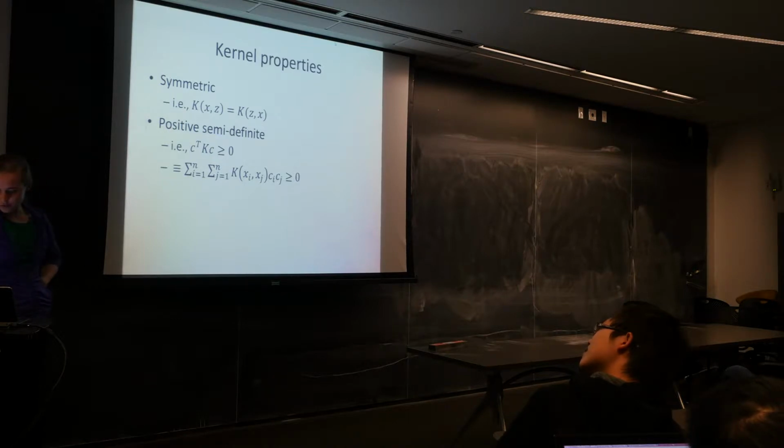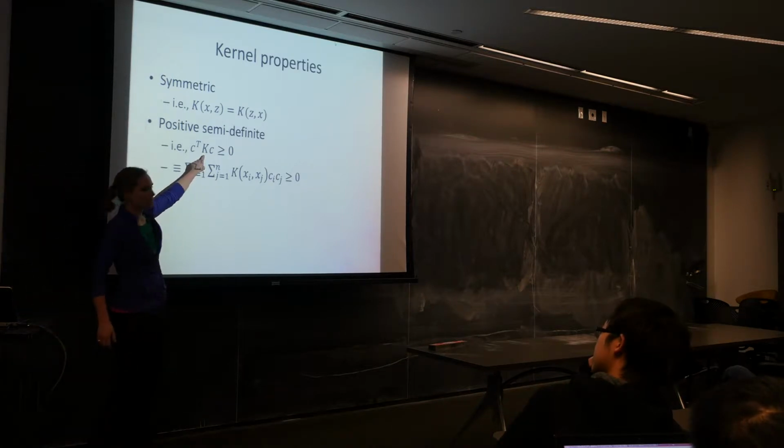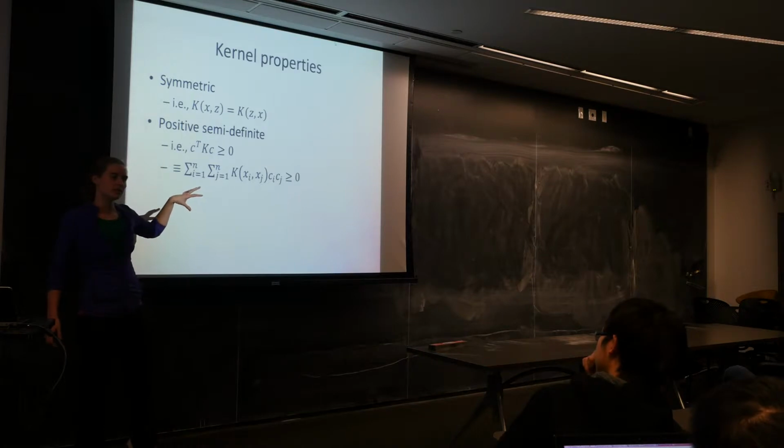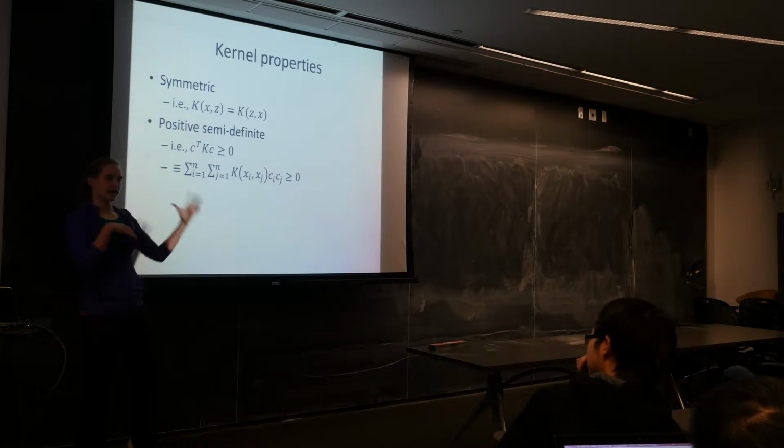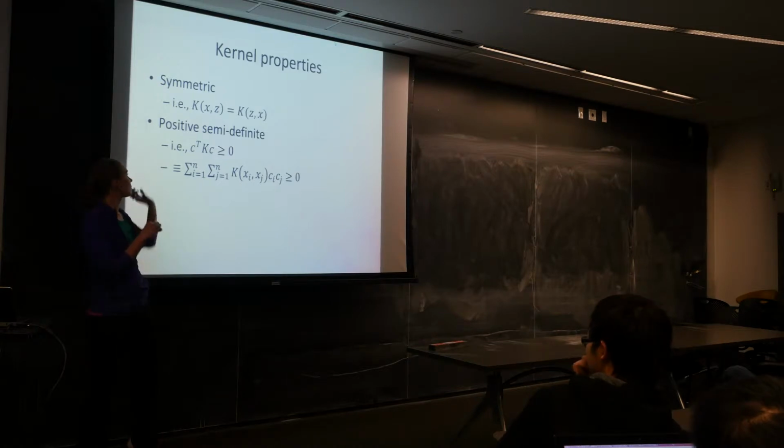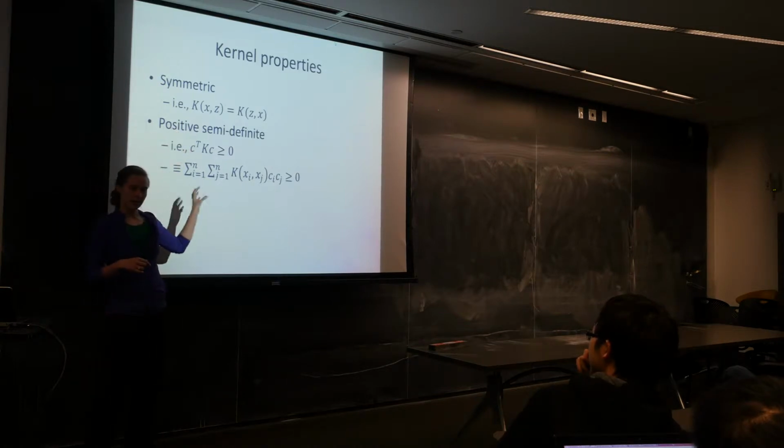In this notation, K is the gram matrix of the kernel. Basically it's an n by n matrix where the ijth entry is the kernel function applied to xi, xj.